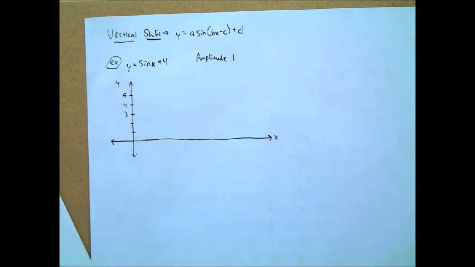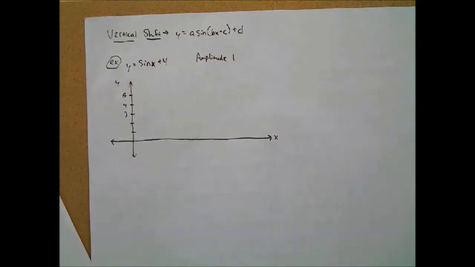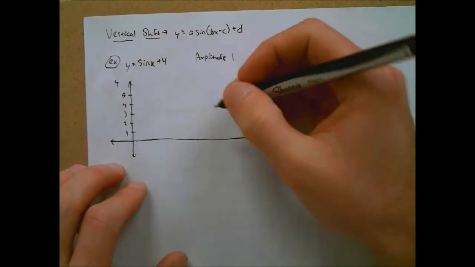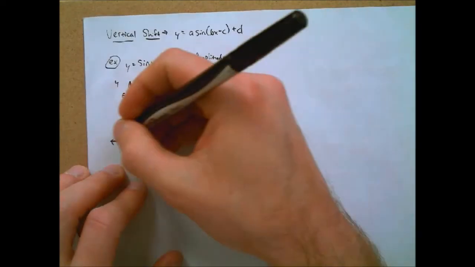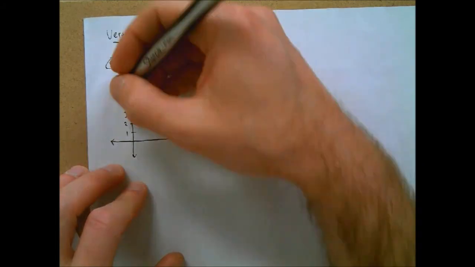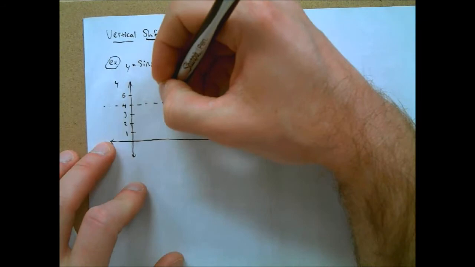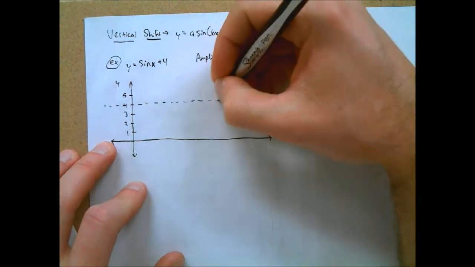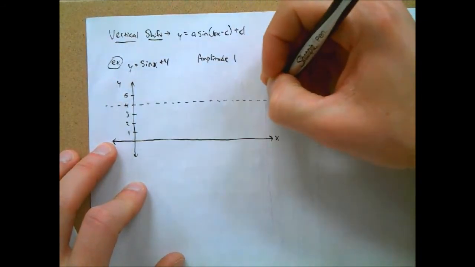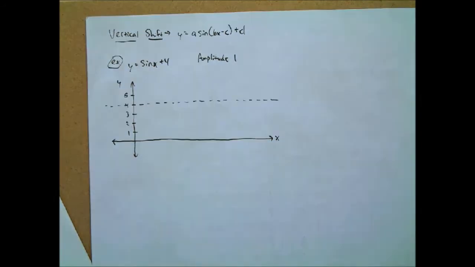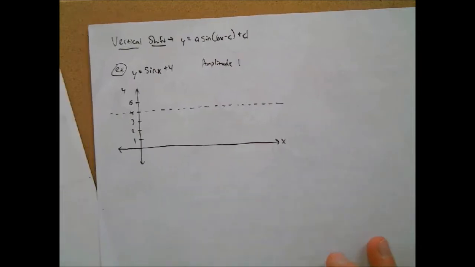A recommendation that I'm going to give to you, you don't have to do this, but I just find it helpful: since we're shifting everything up 4, let's go ahead and draw in a dotted line here for where the new center of our wave is going to be. So this is like our new x-axis, you can think of it as. Our wave is going to be centered about that line. It's just helpful as a guideline for your eyes to see how your wave's going to be centered there.